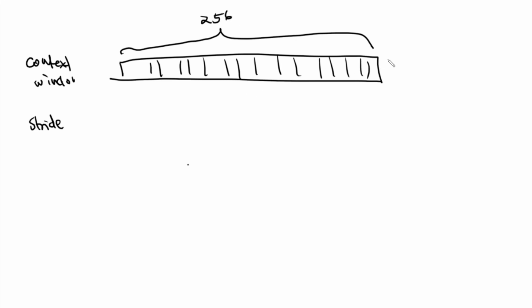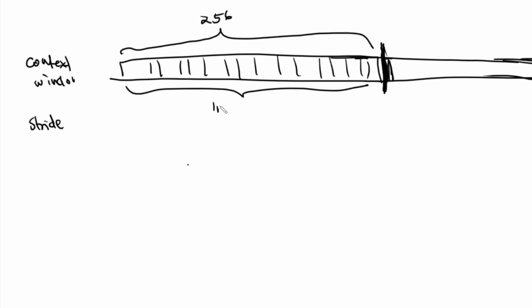If our text is long like this, we cut it at 256, and then we create our input number one. Then our data loader will check what the stride is that we are using.